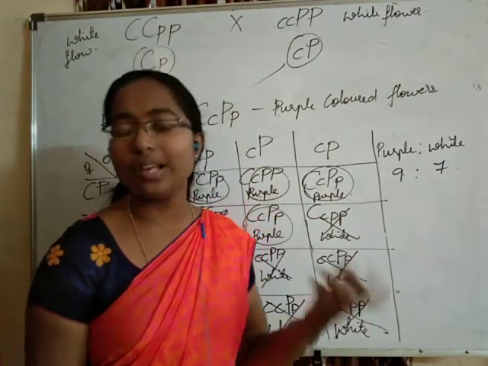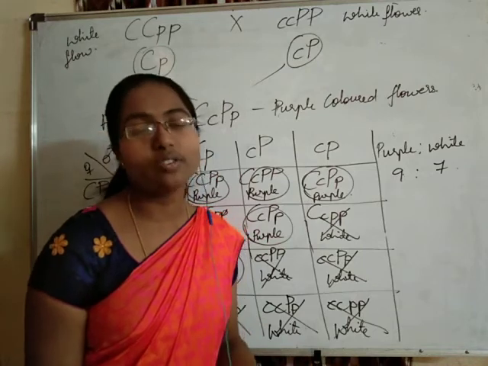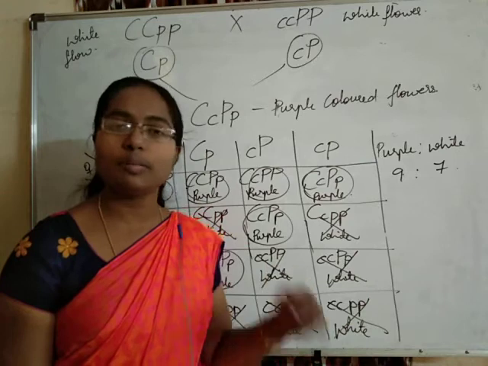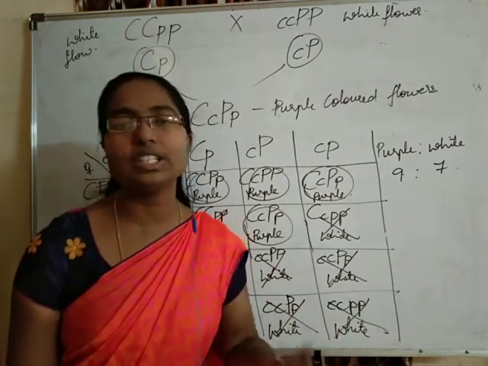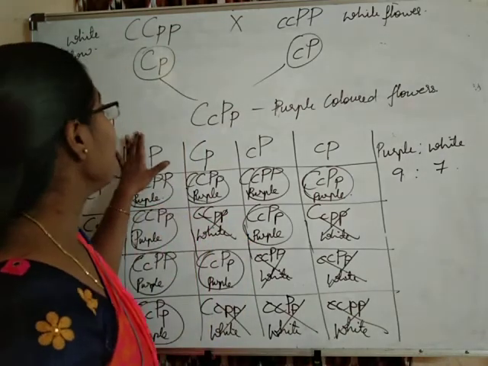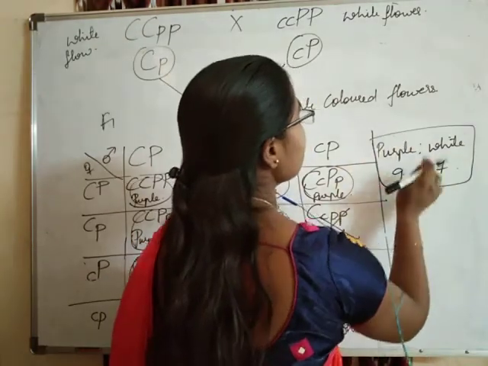In this way the phenotypic ratio of a dihybrid cross is modified in case of intergenic interactions. All the intergenic interactions' phenotypic ratios will definitely be modified. If the phenotypic ratio is modified, then obviously the genotypic ratio will also be modified. So this is about complementary gene interactions. Ratios you need to remember, students.